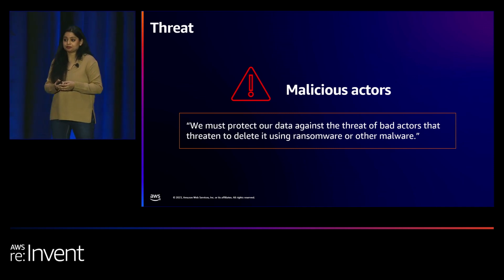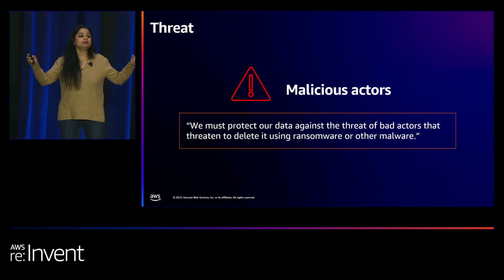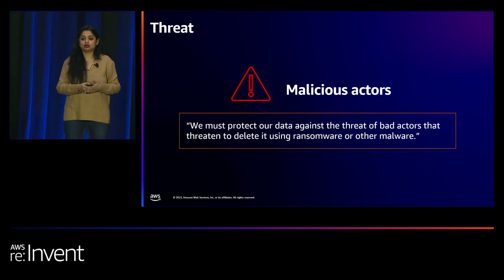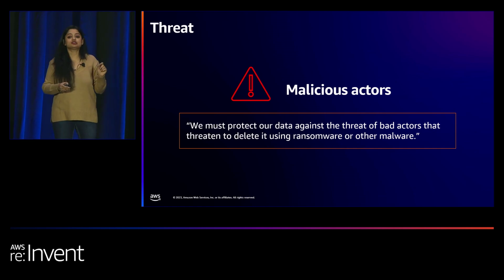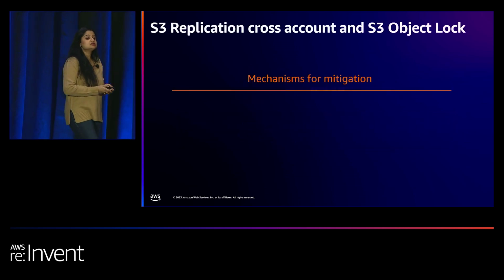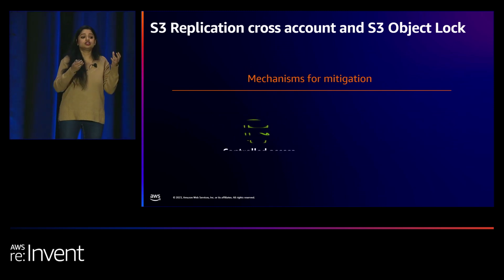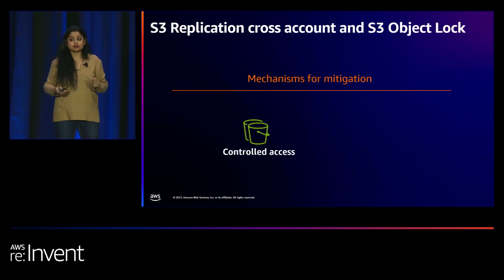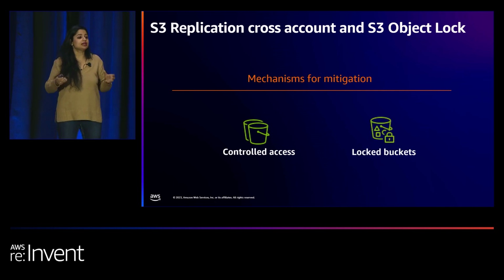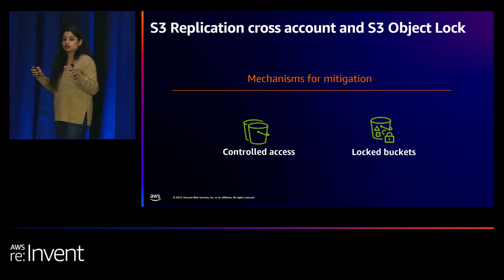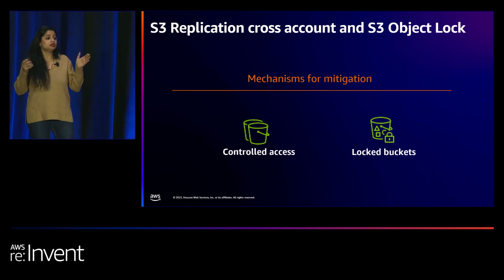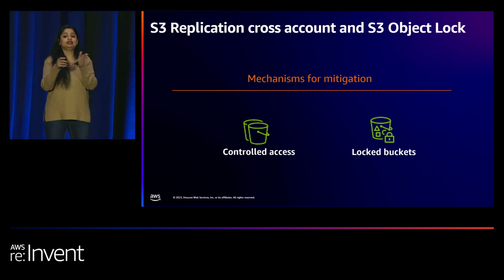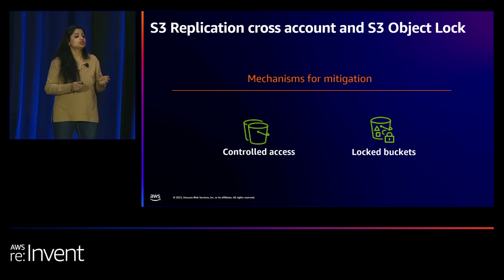malicious actors. Now, these could be rogue employees who have authorization through access controls and IAM policies to access your data, but their intent is to do something malicious with that data. To protect against these bad actors, you need to have additional control over your backup buckets, and you need some mechanism to keep your objects locked with strict limitation on who can access it and when. This is where S3 replication to a different AWS account and S3 object lock become very useful.